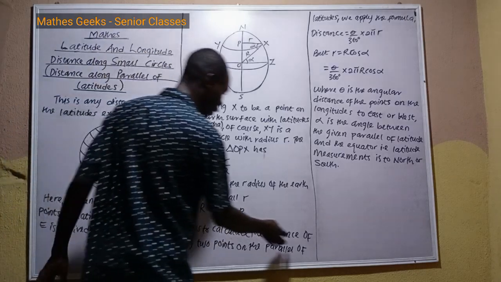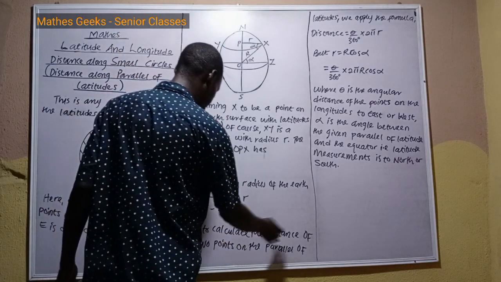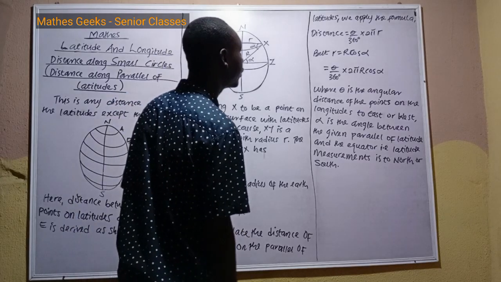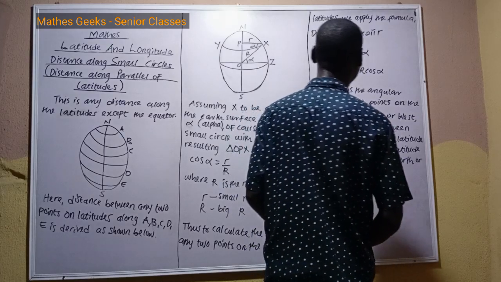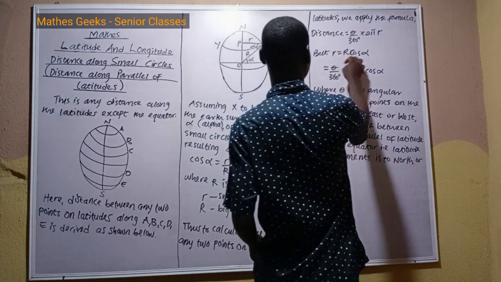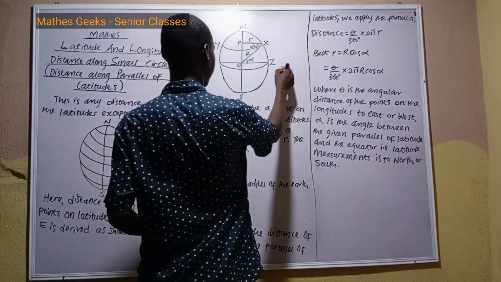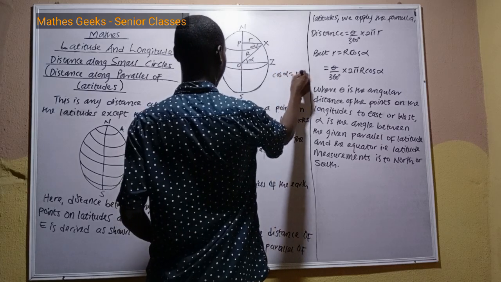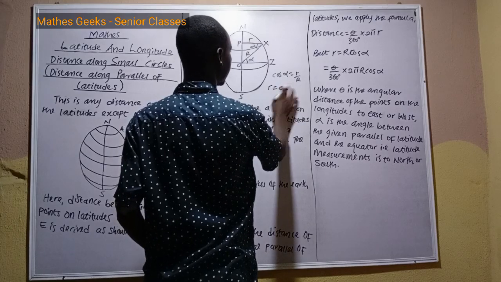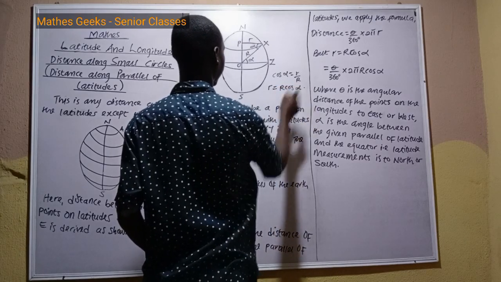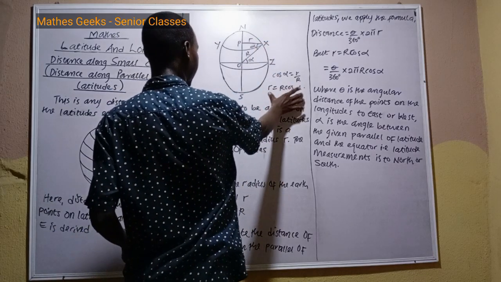So to calculate the distance of any 2 points on the parallel of latitudes, we apply the formula: distance is equal to theta over 360 degrees times 2 pi r, but small r is equal to R cos alpha, from this relation. So cos alpha is equal to r over R, so r is equal to R cos alpha. That's to say the radius of the small circle is related to the radius of the Earth by this function.